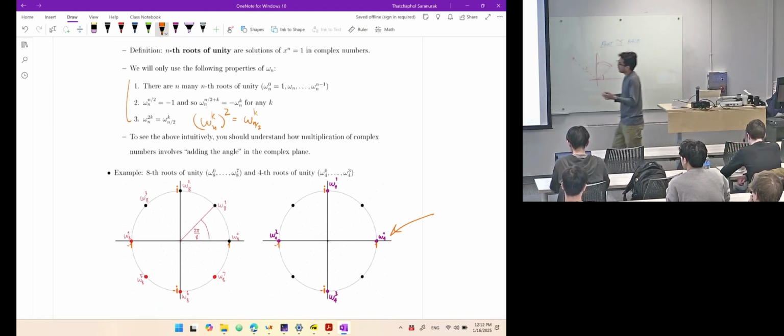So this is the structure of roots of unity. You have a bunch of points. When you square them, there are 8 of them, and you get 4 points.